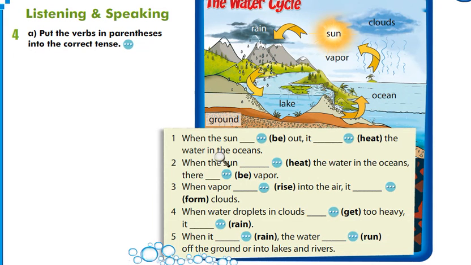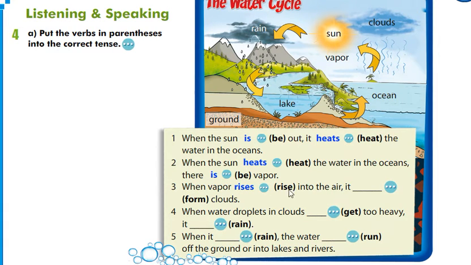Then here we have an example, but using conditions. As we practiced previously, if we go right here, you have the blanks. When the sun, remember the verb to be, it's an irregular verb. You say when the sun is out, it hits, singular, it hits the water in the oceans. When the sun heats the water in the oceans, there is or there's vapor.